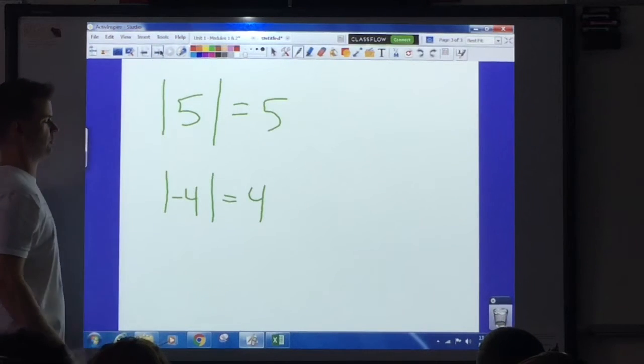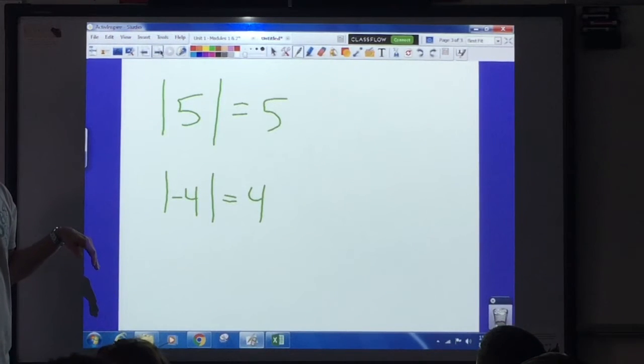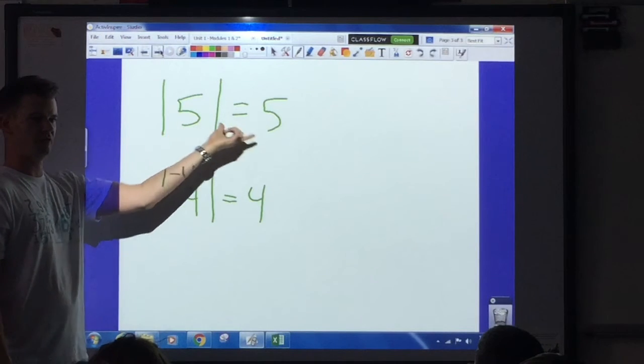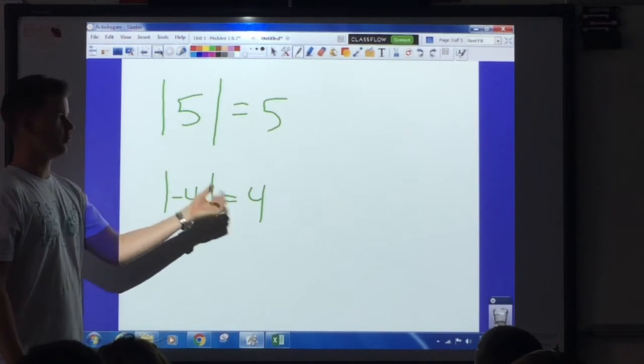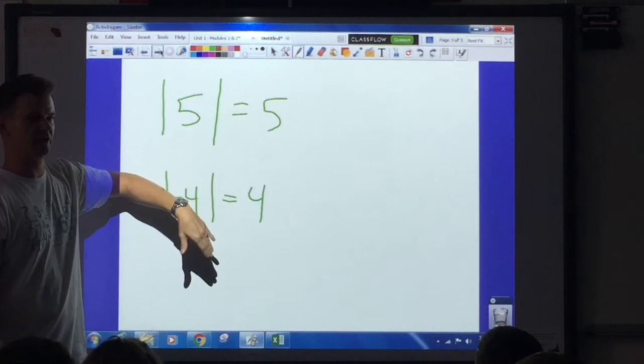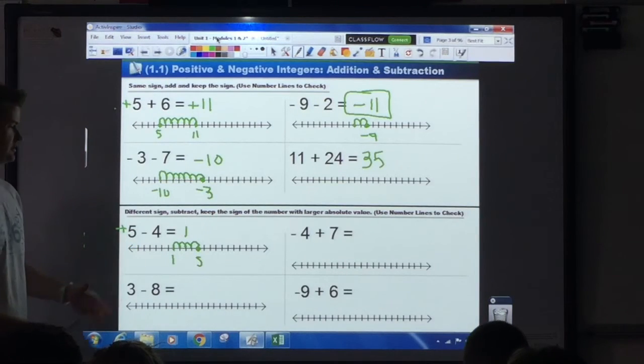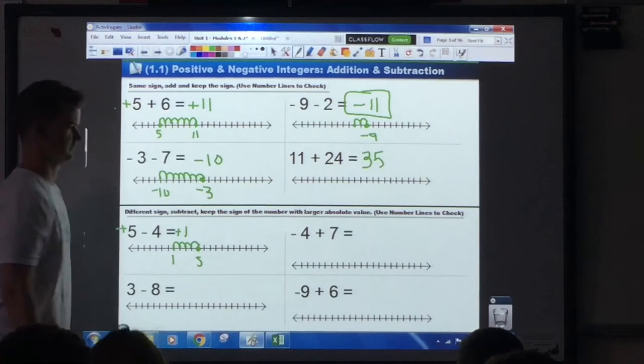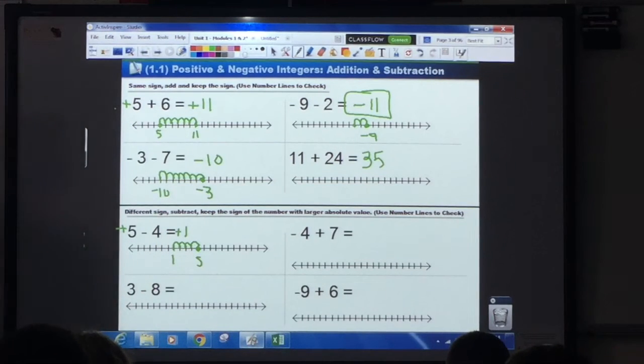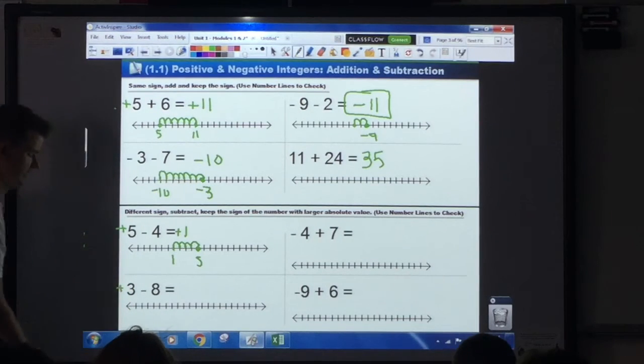If we look at our example, we had 5 and -4. So what's the absolute value of 5? 5. What's the absolute value of -4? 4. So which one of those numbers has the greater absolute value? 5. Which absolutely means that my answer is going to be positive. You're like, okay, Mr. Will, that's easy, man. We know that. But what about something like this right here? I have a positive 3 and a -8. Which one of these two numbers, Ariana, which one of these two numbers has the greater absolute value? Tell me.